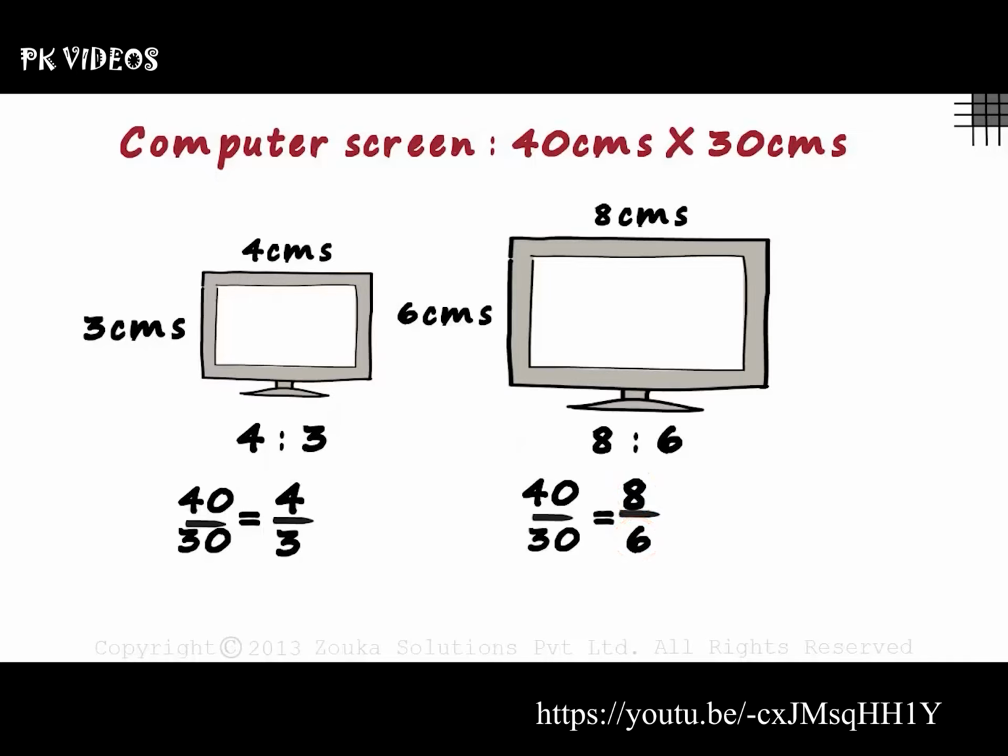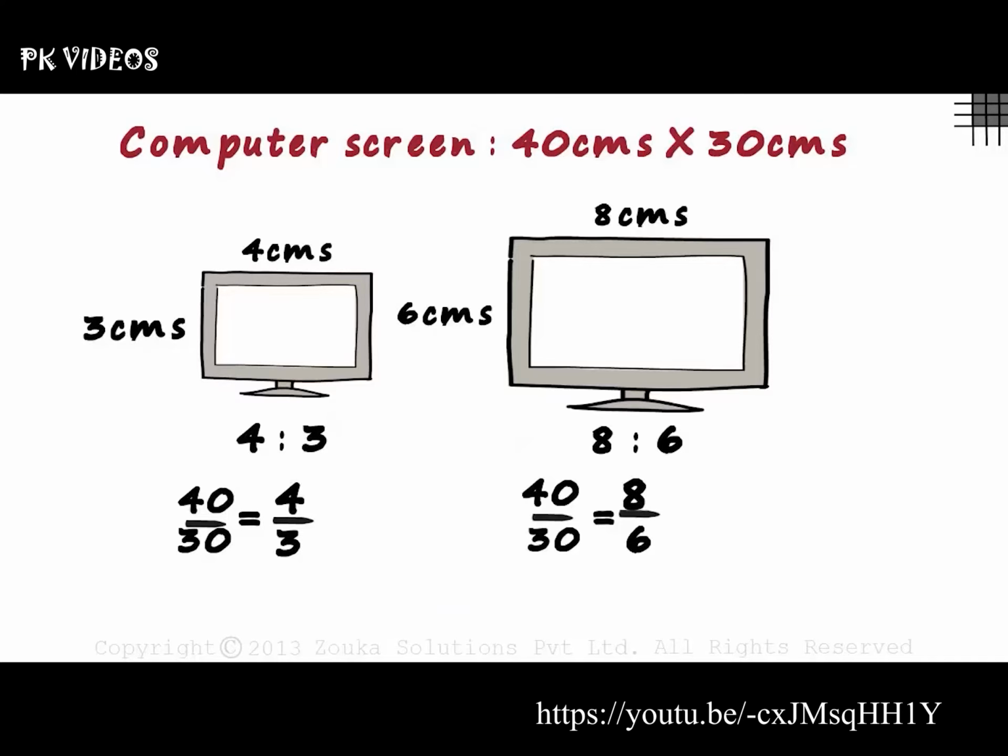What did you notice in this example? What are we trying to maintain? We are trying to maintain the same ratio. All the three ratios, 40 by 30, 4 by 3 and 8 by 6 are actually equal. We just changed the numerator and the denominator based on the requirement. Here, we had to draw a smaller screen and hence we reduced the numerator and the denominator proportionally. That's proportion. It's nothing but equivalent ratios.